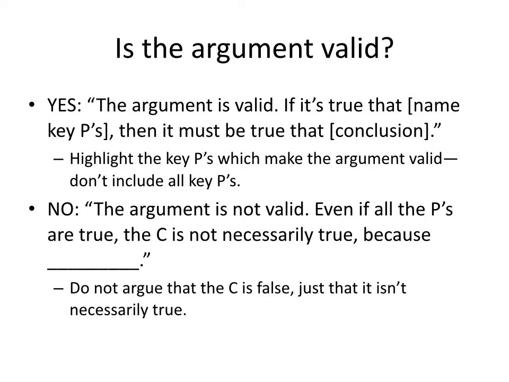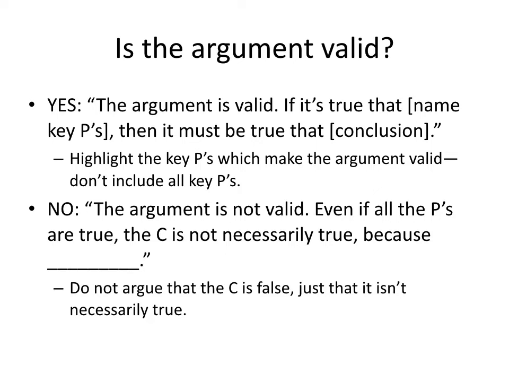Before we get to examples, I want to make a really important reminder. If you are arguing that an argument is not valid, you want to say, even if all the premises are true, the conclusion is not necessarily true. You don't want to say the conclusion's false, because this goes back to earlier in the lecture where I said the point of an evaluation is not to give our view on the conclusion. The point of an evaluation is to assess whether the premises adequately do their job of supporting the conclusion.